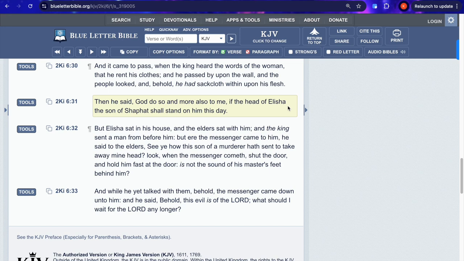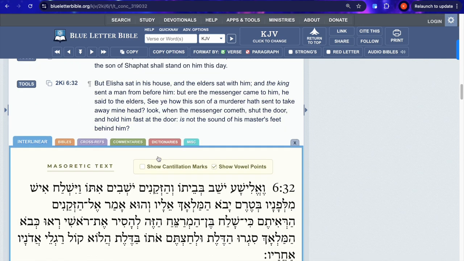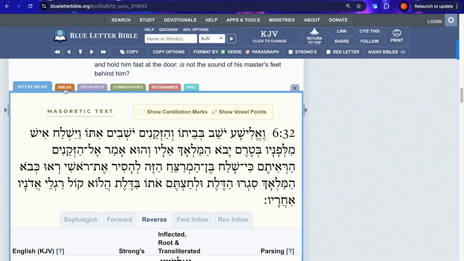But Elisha sat in his house, and the elders sat with him. And the king sent a man from before him. But ere the messenger came to him, he said to the elders, so the king sends his messenger to go ahead to Elisha. But before the messenger got to Elisha, Elisha tells the elders, See ye how this son of a murderer hath sent to take away mine head? Look, when the messenger cometh, shut the door, and hold him fast at the door. Is not the sound of his master's feet behind him? So pretty much the king is right behind him, and whatever entourage he's coming with. So it's pretty much a trap there.